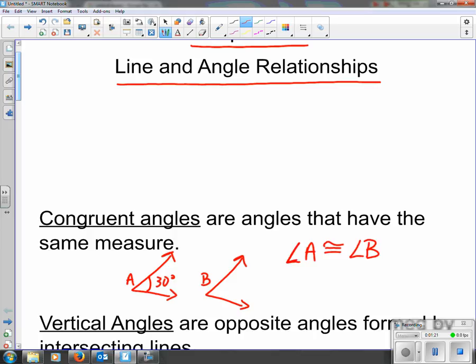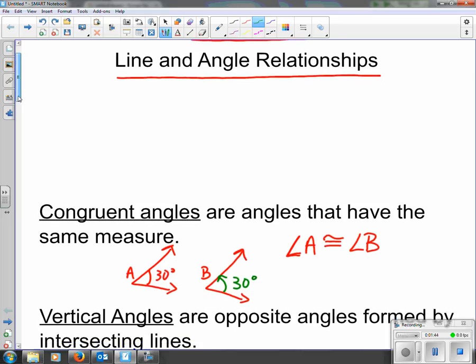These little slanted L's are angles, and that wave with an equal sign is how you represent congruent. So if angle A is congruent with angle B, then angle B's measure would be 30 degrees because they'll have the same measure. Congruent means the same.